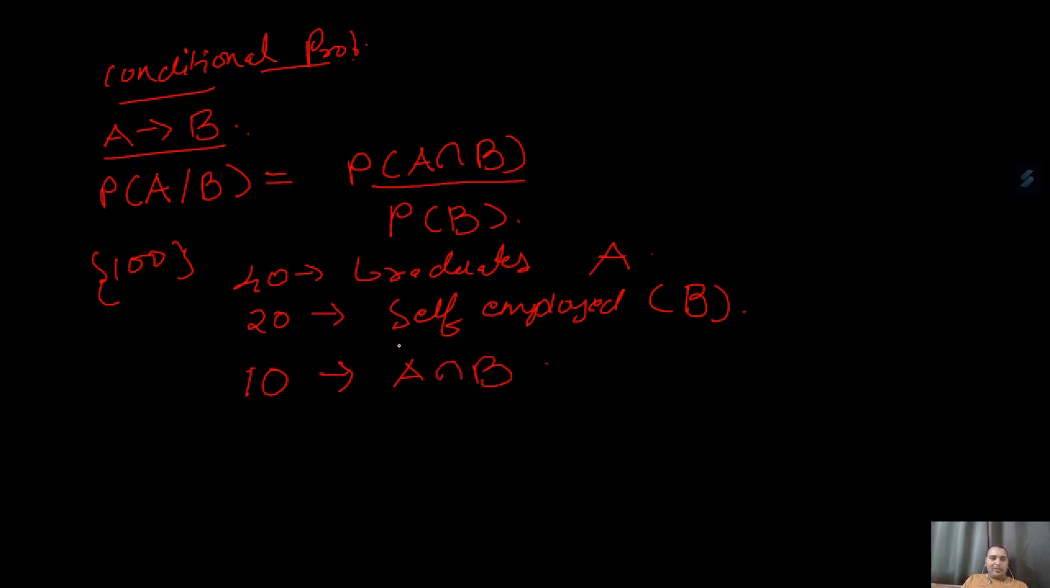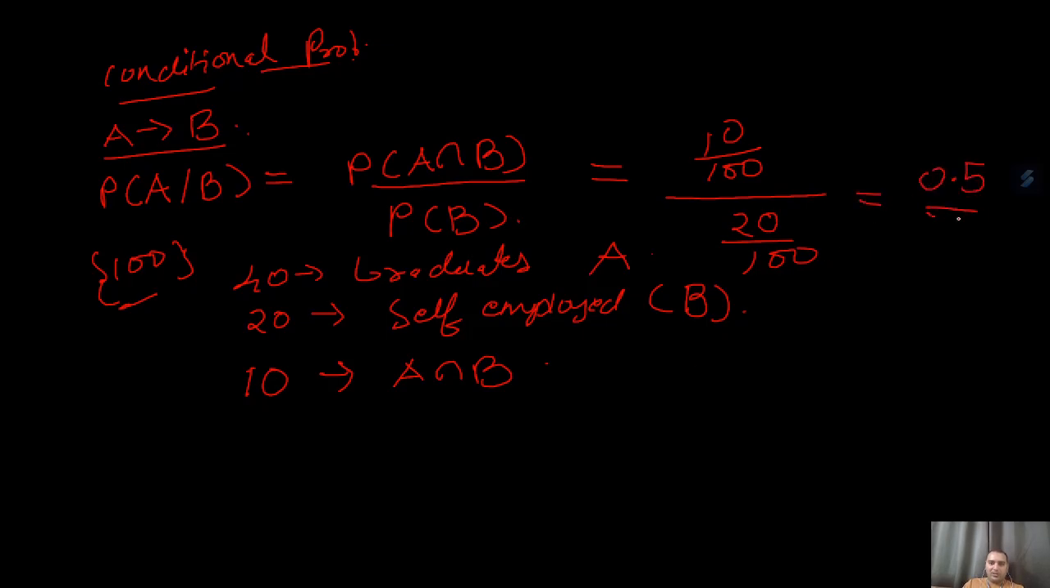Now, if I pick a student out of this group of 100 students, what's the probability that a student is a graduate given he or she is self-employed? A intersection B probability is nothing but 10 upon 100 because it is a full set, and the self-employed students is 20, so 20 upon 100, which gives me 0.5 as my probability.